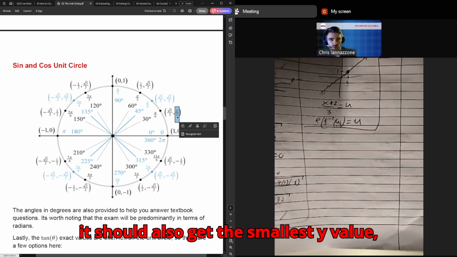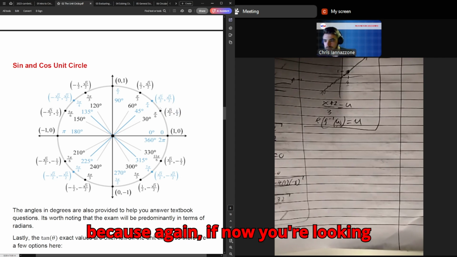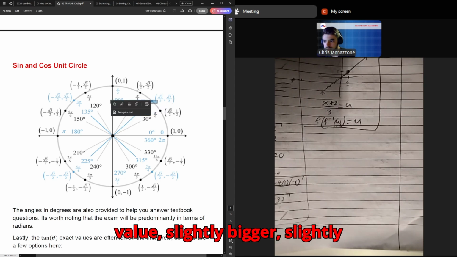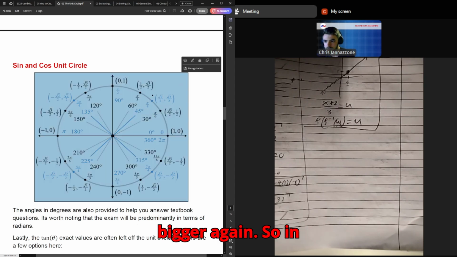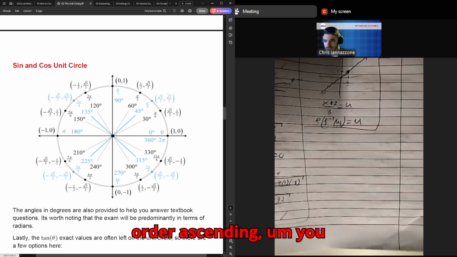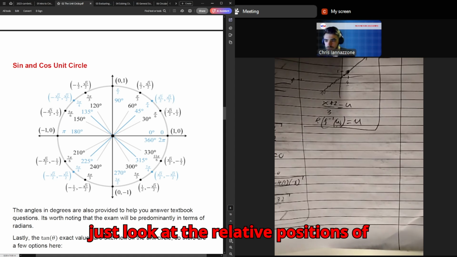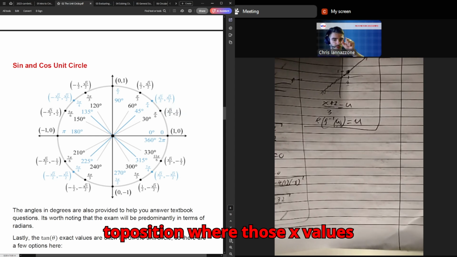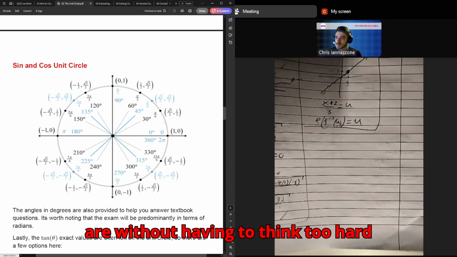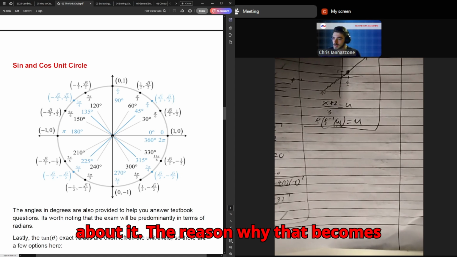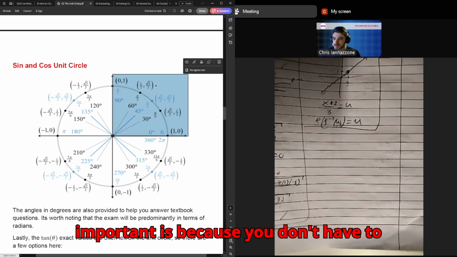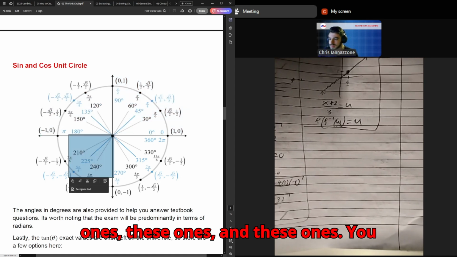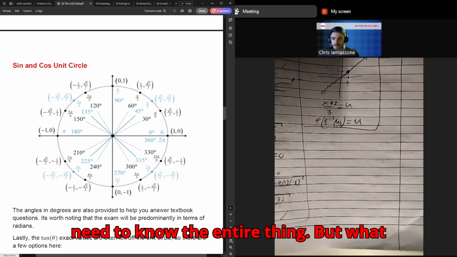Correspondingly, it should also get the smallest y value, because if now you're looking horizontally, you've got the smallest y value, then slightly bigger again. So in ascending order, you just look at the relative positions of the x and y, and that allows you to position those values without having to think too hard about it. The reason why that becomes important is because you don't have to just do this. You also have to know these ones, and these ones. You need to know the entire thing.